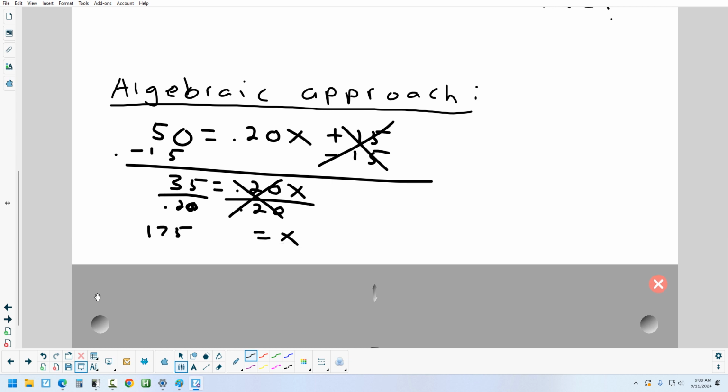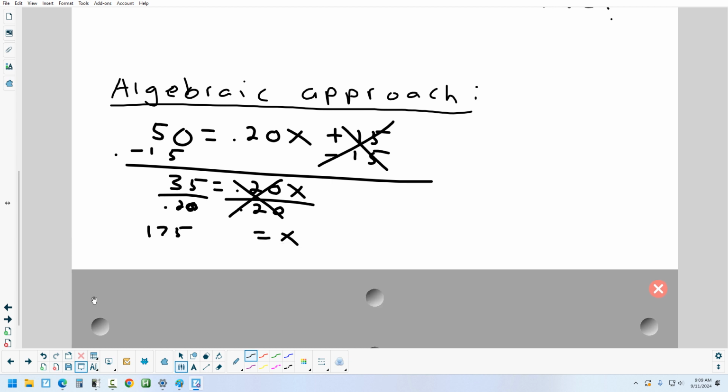And that's x. But what is that? 175, is it dollars? It's miles. Yep. So 175 miles. So in this case, solving it with algebra, it was maybe 2 steps. Minus the 15, divide by 0.2, you're done. So the algebra approach isn't really that bad. But any questions on the steps that we did there?